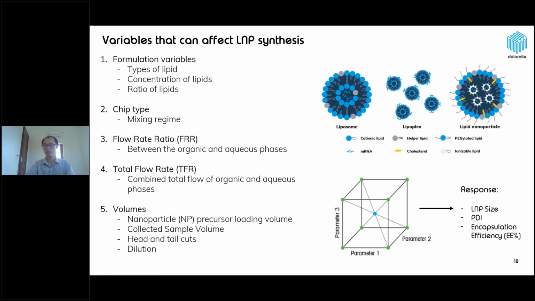So it affects the mixing region, so it will also affect the nano formulation process. And the third variable is the flow rate ratio, the flow rate ratio between the organic and aqueous phase. So by changing the flow rate ratio, we can obtain different particle size distributions. And the fourth variable is the total flow rate, the combined total flow of the organic and aqueous phase. So the total flow rate will affect the particle size range or the production rate.